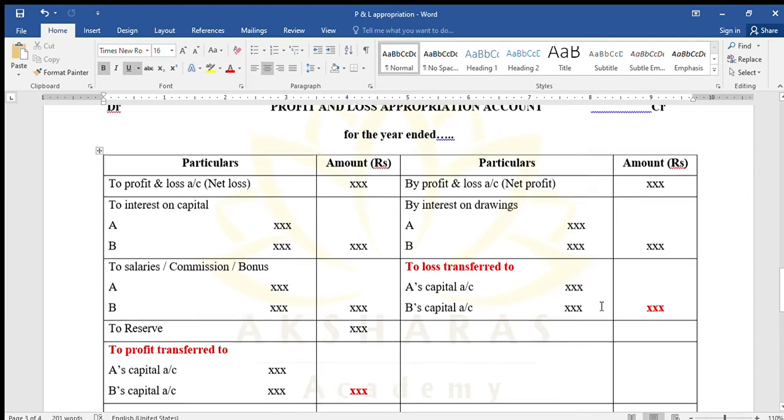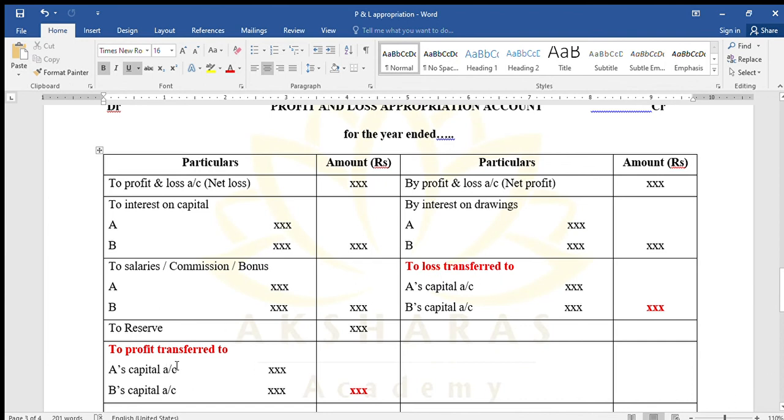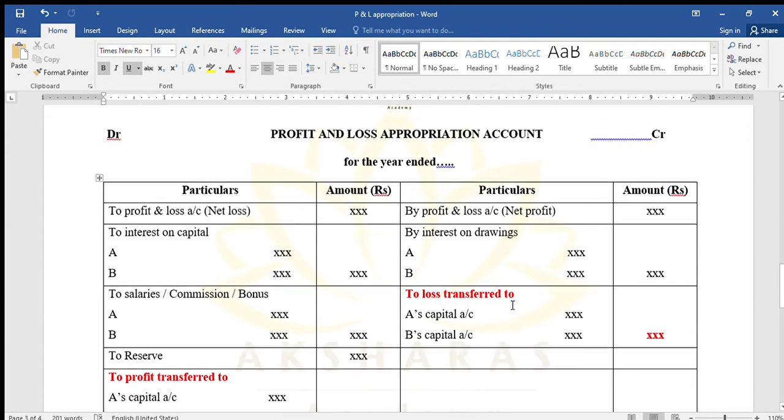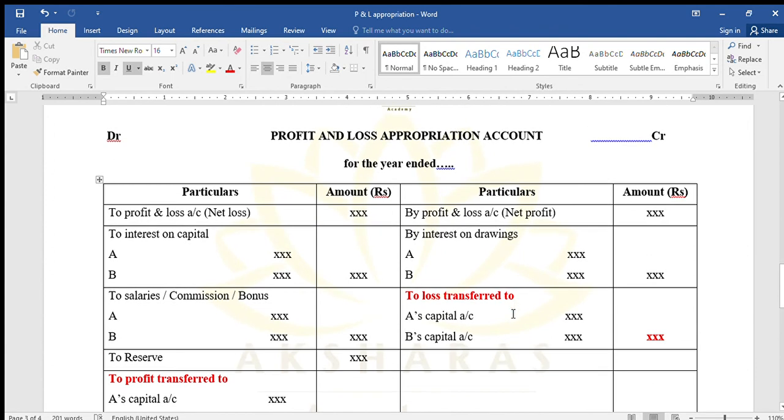Now this profit and loss appropriation account is balanced, and the balancing figure may either be a profit or it may be a loss. If it is a profit, it will be shown on the debit side, and the profit will be transferred to the partner's capital account in the profit sharing ratio. And again, if it is a loss, it is shown on the credit side, and this loss will be again transferred to each partner in the profit sharing ratio. So this is how a profit and loss appropriation account is prepared by the firm, and here you need to remember the separate business entity concept in order to post the items correctly.